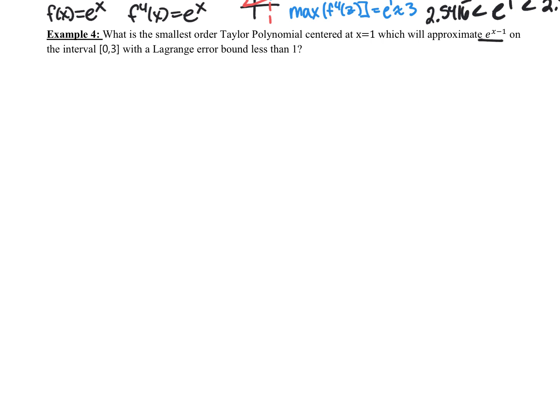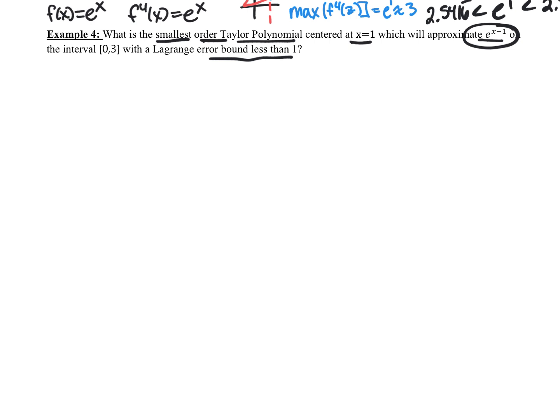Alrighty, so with this example here, we are now asked to find the smallest order Taylor polynomial centered at x equals 1 that will approximate e to the x minus 1 on the interval 0, 1 so that the error is less than 1. So now what it's asking us is, instead of can we find a Taylor polynomial and then find the error, how many terms do we need for the error to be less than 1? We did this a lot with alternating series error bound.